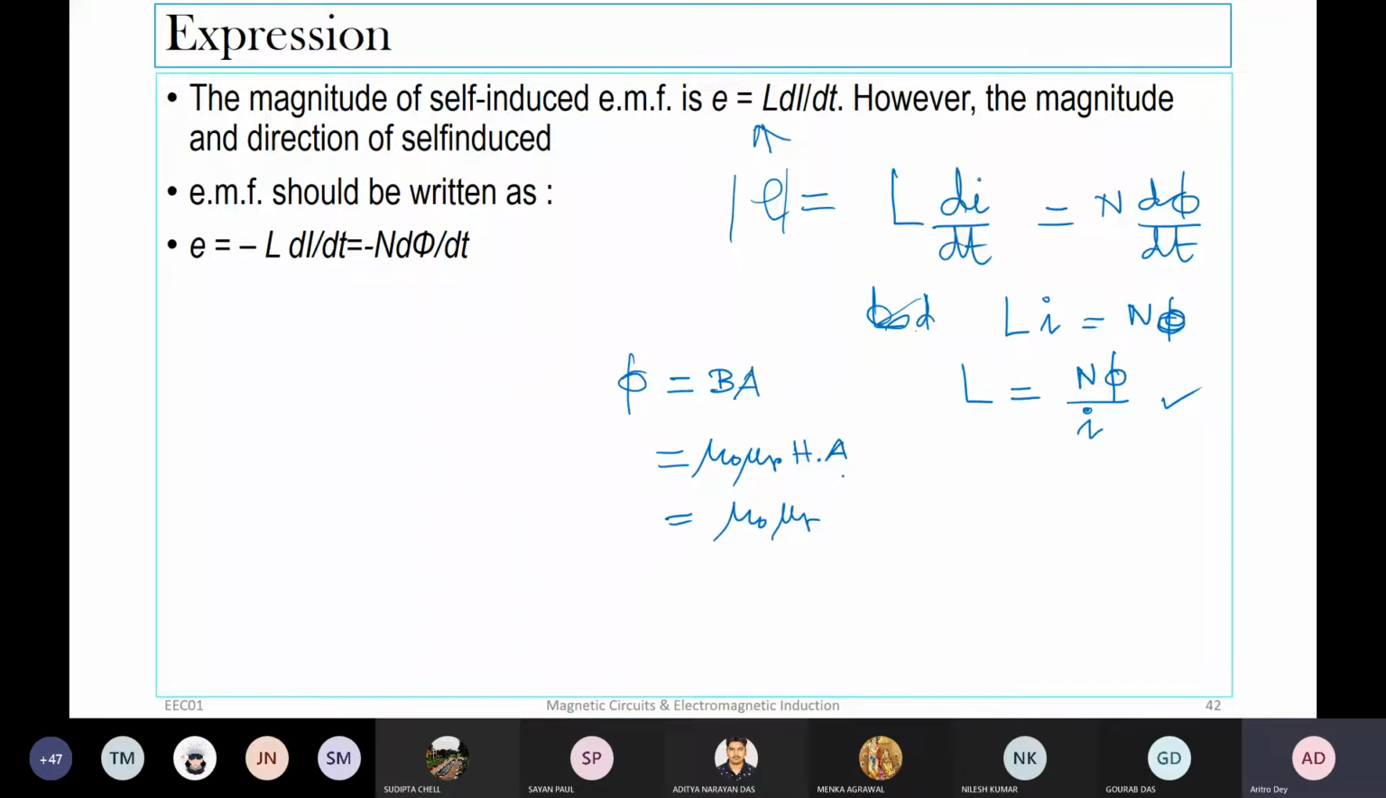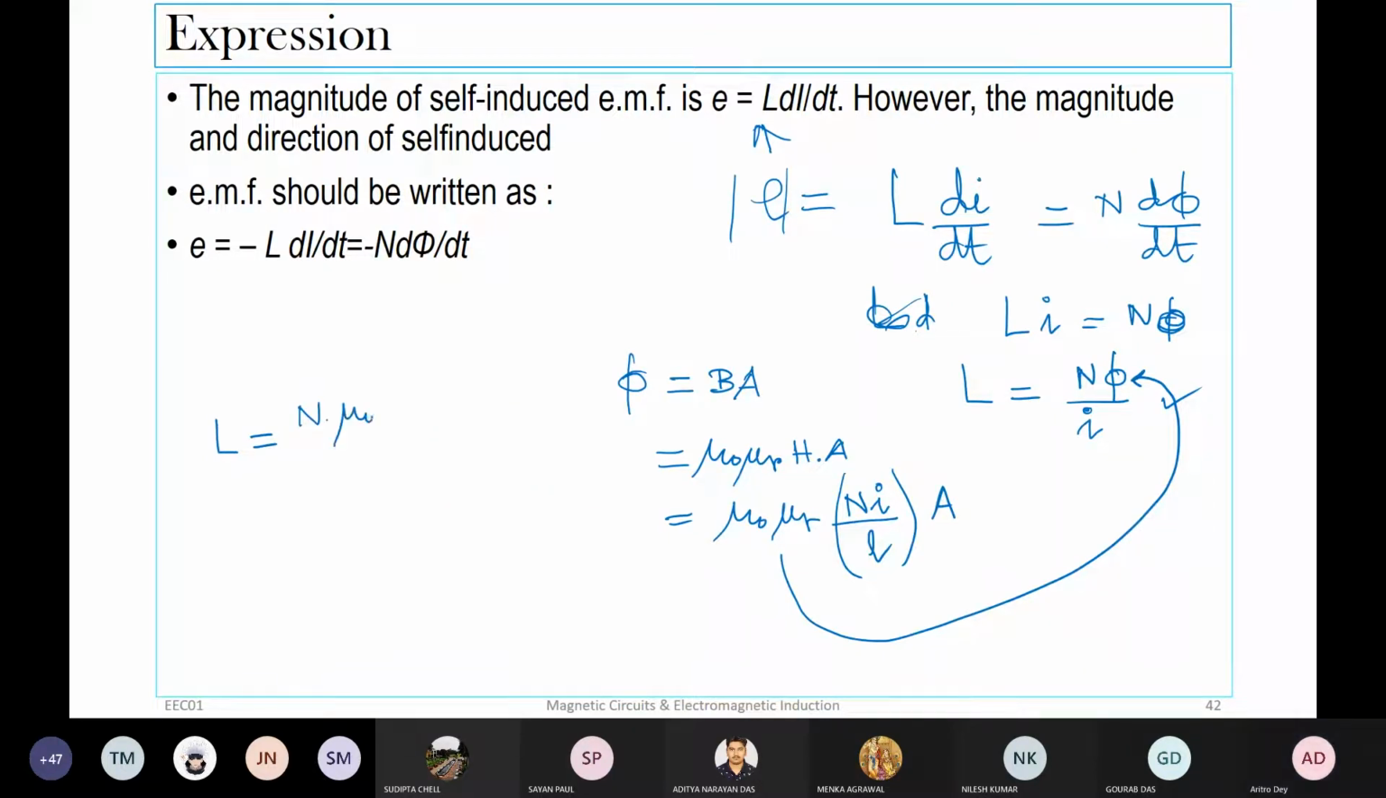So we can write it like Ni by L, which is the length of the magnetic circuit, into A, the cross-section area of the circuit. So if you now substitute this phi here, then you can get L is equal to N into mu 0 mu R N I by L into A into 1 by I.